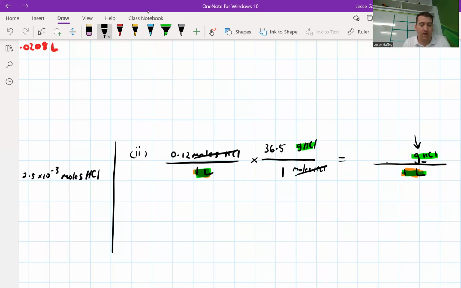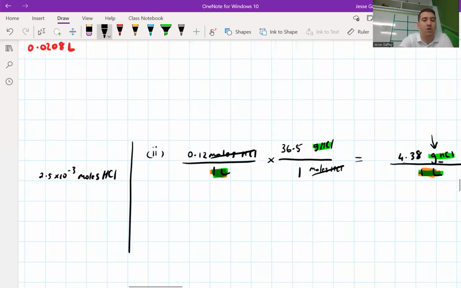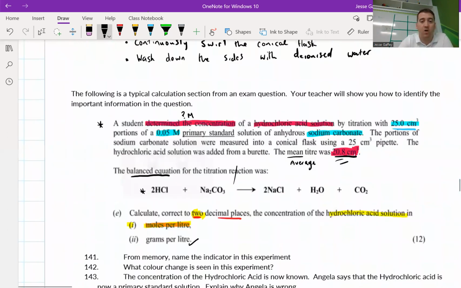Okay, and you should only be watching if you have completed this now. And the answer you should get is 4.38 grams of HCl in 1 liter. This is your answer to part 2. And that's really as hard as this calculation gets for this particular titration. Okay, so well done if you've got all of those right.